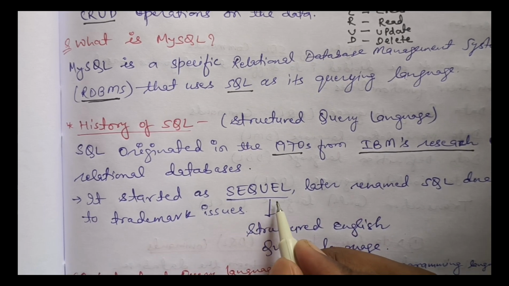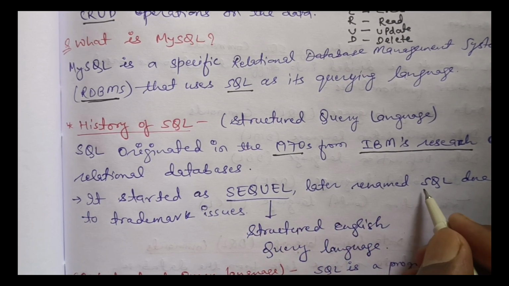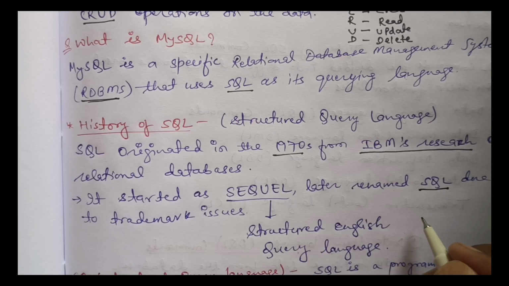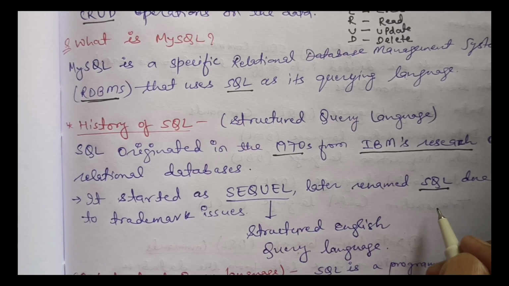It started as SEQUEL, as said earlier, and was later renamed as SQL. We generally call it by both names, SEQUEL and SQL. Both are the same word, same technology. So why was it named SQL? Because of some trademark issues. So this is the history of SQL.